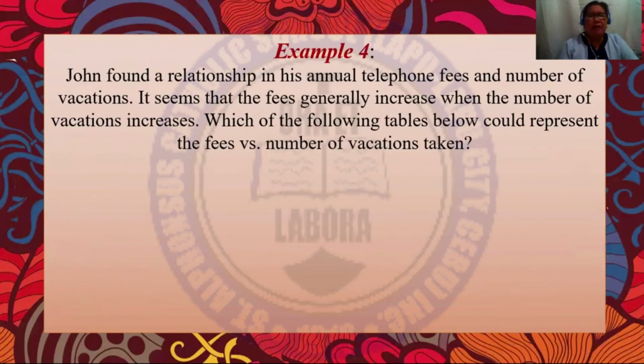Example number 4. John found a relationship in his annual telephone fees and the number of vacations. It seems that the fees generally increase when the number of vacations increases. Which of the following tables below could represent the fees versus number of vacations taken?